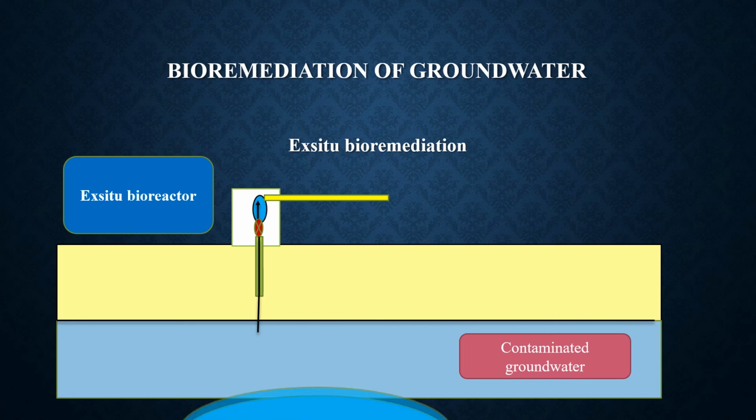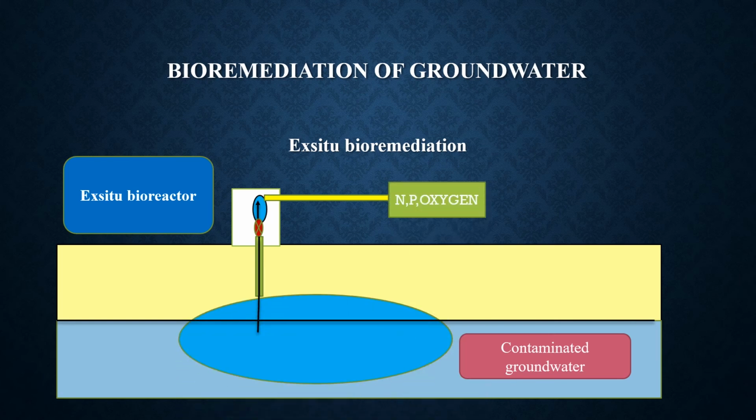Ex situ technology involves treatment of groundwater by dewatering the polluted water from the aquifer, then treating the water on the surface by physical, chemical, or biological technology, and finally re-injecting the treated water into the aquifer.